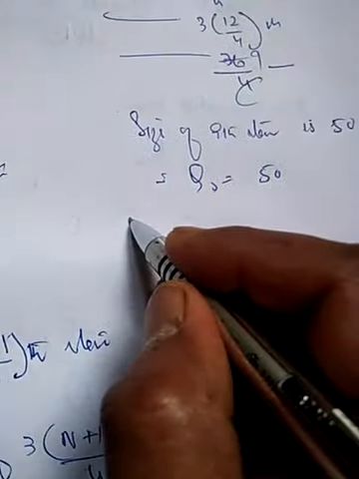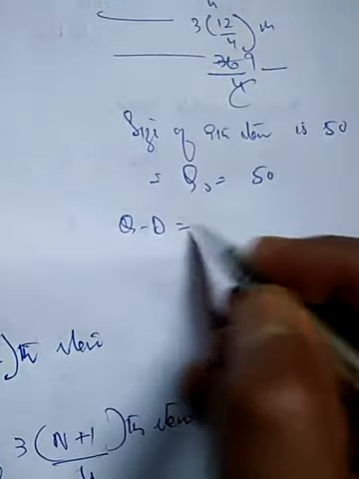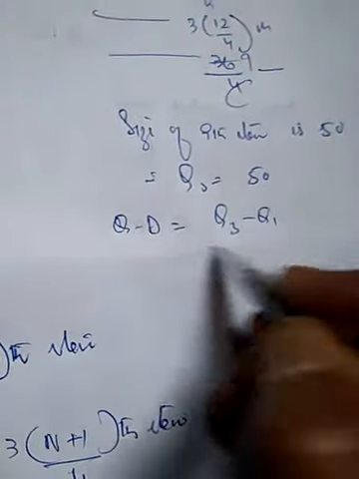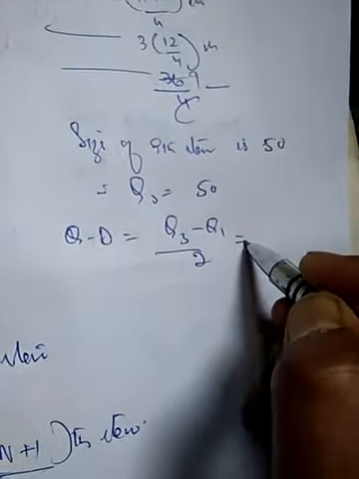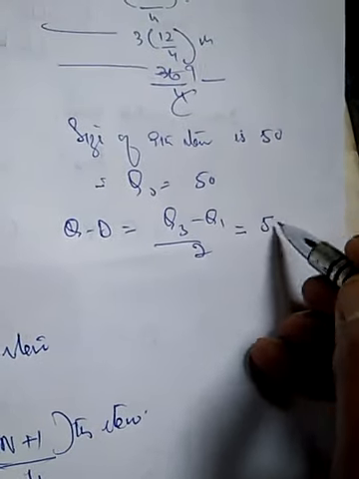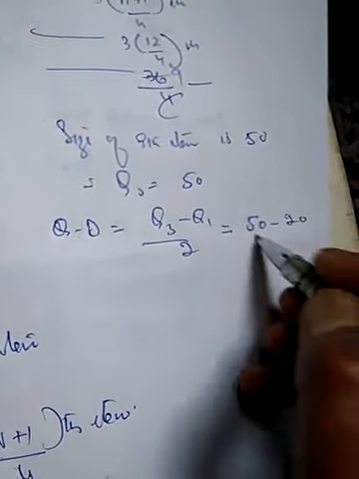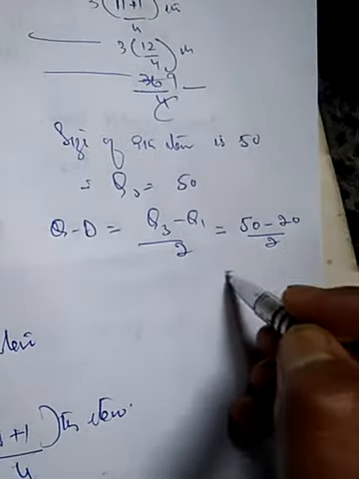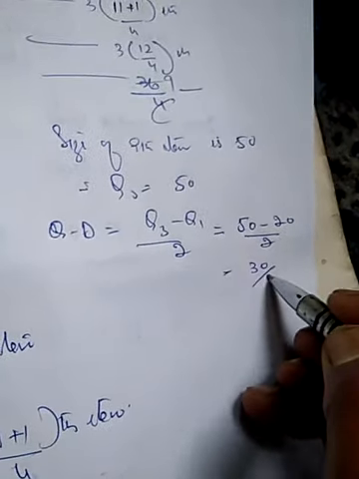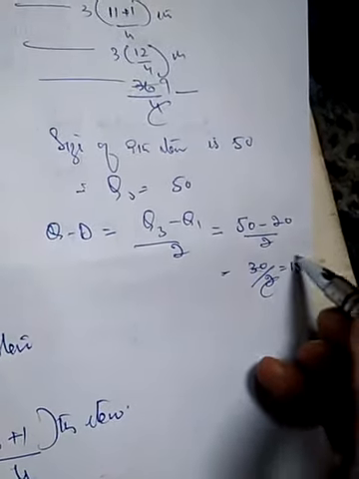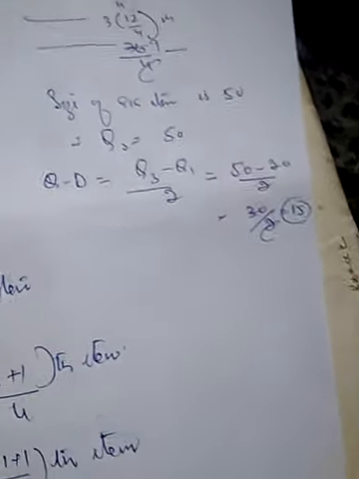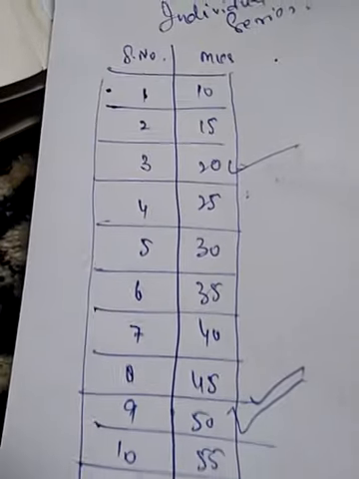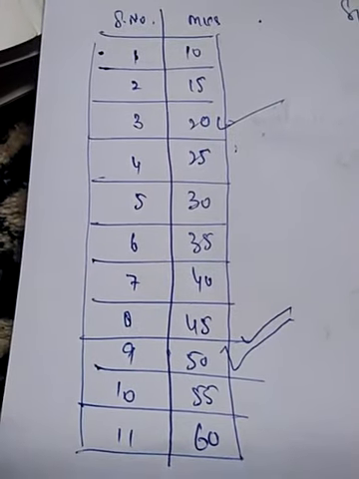Now we have to calculate what? QD. QD will be equal to Q3 minus Q1 divided by 2. Q3 is 50 minus Q1 is 20 by 2. That is 30 by 2 is 15. And so our QD, quartile deviation for the given series, which is like this. For this series, our quartile deviation will be 15.